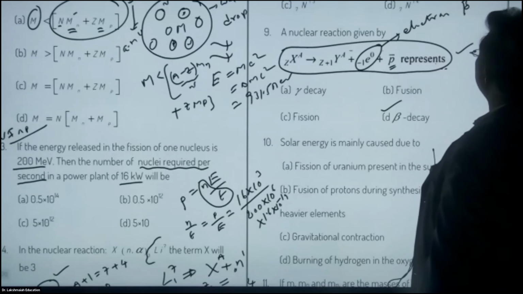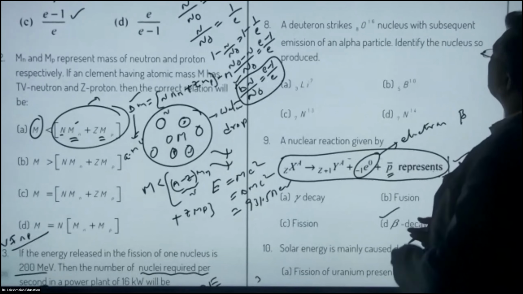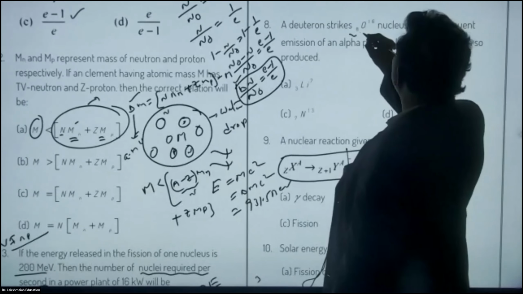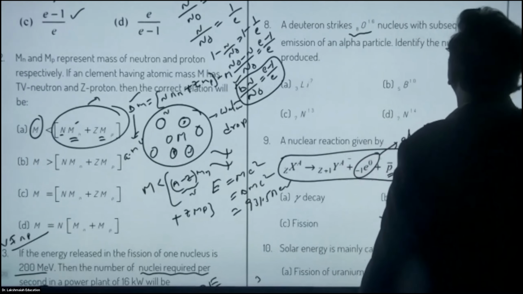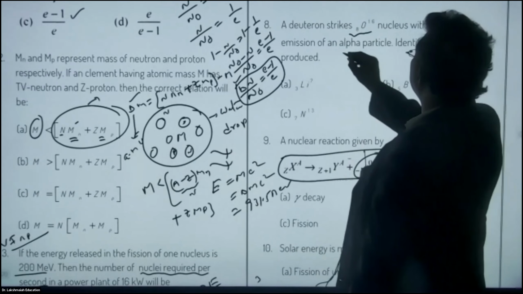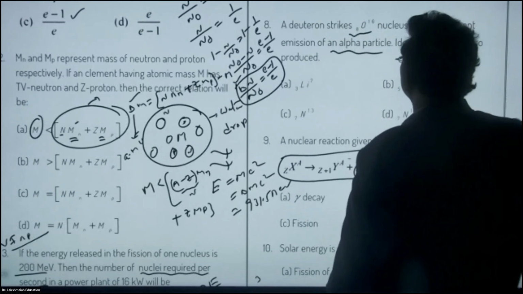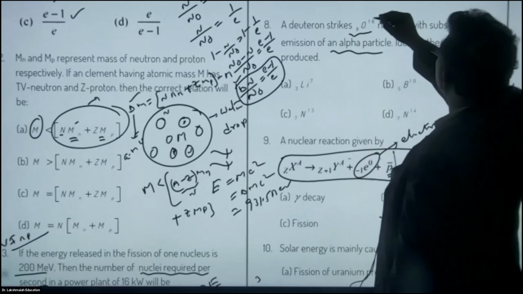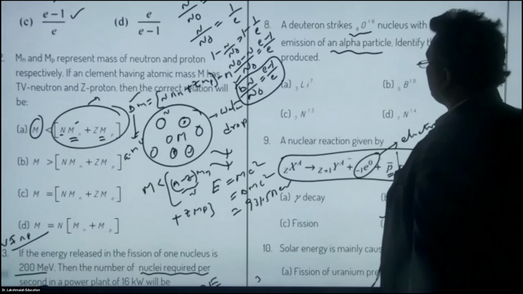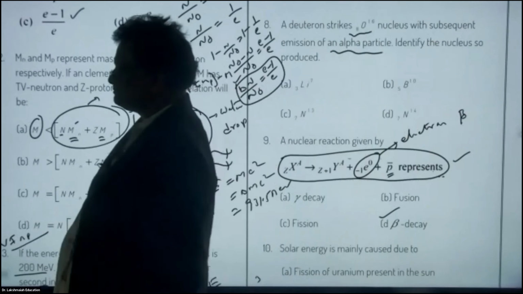Now, I think this eighth question also you have to do. Eighth question, see. A deuteron strikes the oxygen nucleus with the subsequent emission of an alpha particle. Identify the nucleus so produced. Means this oxygen gives the alpha particle plus which element it produces. That's what he's asking. Do it, please.